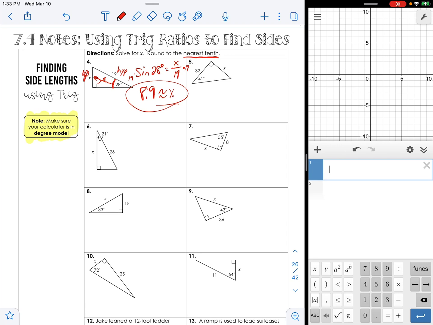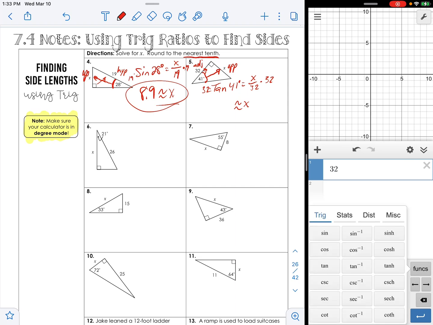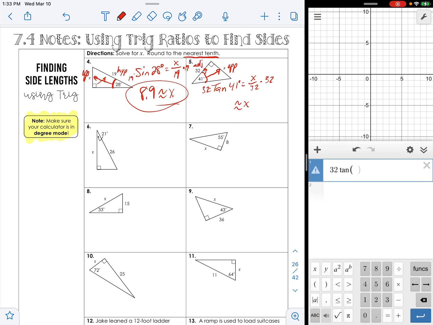Now let's look at number 5 here. 41 is the angle in question. This side is opposite. This side is touching, so it's adjacent. OA is TOA, so the tangent of 41 degrees should equal x over 32. And we're going to get rid of the 32 by multiplying. So x is going to be approximately, this way I can just do 32 times tan of 41 degrees, and we get 27.8.